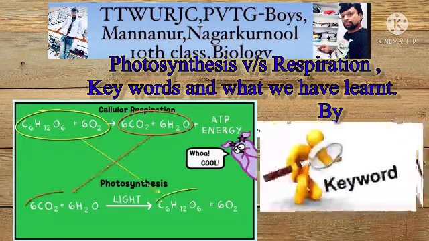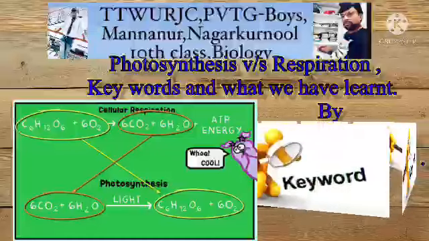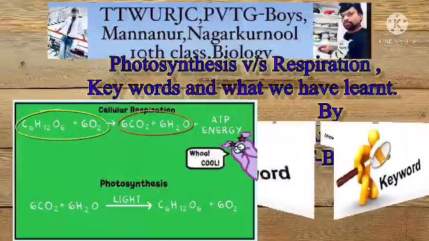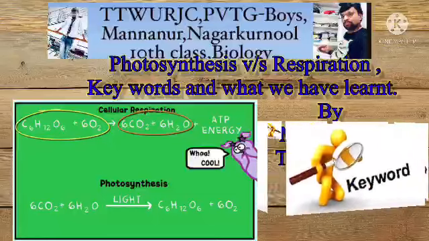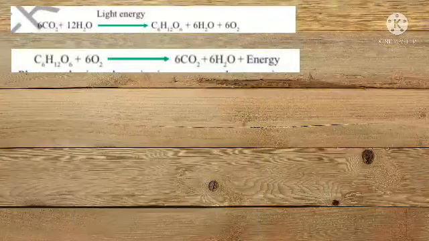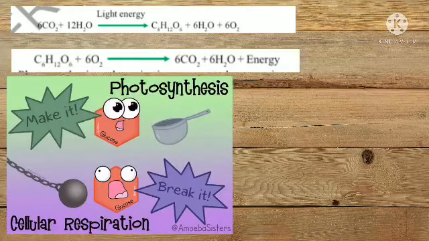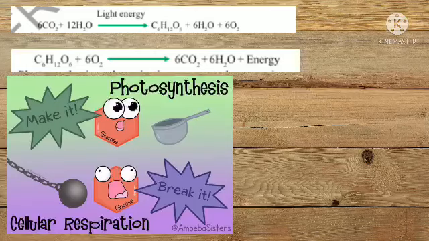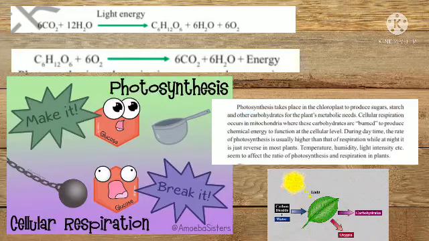In this class, we are going to discuss the final topic, that is respiration versus photosynthesis, and the keywords and what we have learned from this lesson. Before going to this one, let us have the remaining topic. Just look at the equation that is given in 1 and 2. 6CO2 plus 12H2O in the presence of light and chlorophyll gives rise to C6H12O6 plus 6H2O plus 6O2. This is nothing but the formation of glucose molecules, or food molecules.